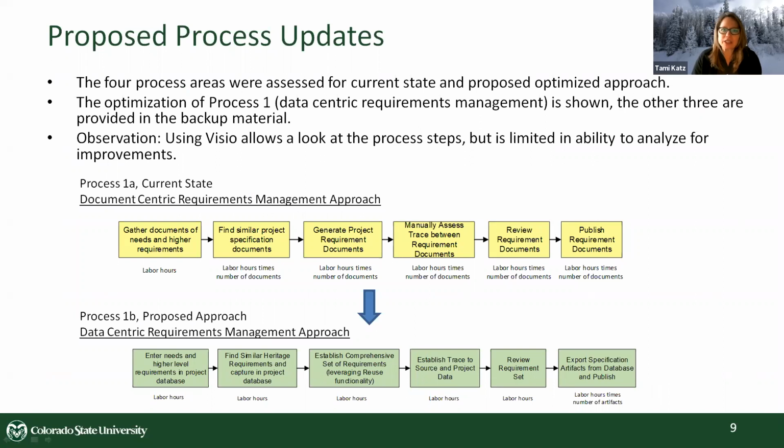So I ended up making process models of each one of these, and I looked at the current state and I looked at the proposed optimized approach of my hypothesis. So in this, you'll notice the current state are always colored yellow. I use that as a way to say, warning, this may not be the best approach. And all my proposed ones are shown green, which is I'm thinking this is a better approach.